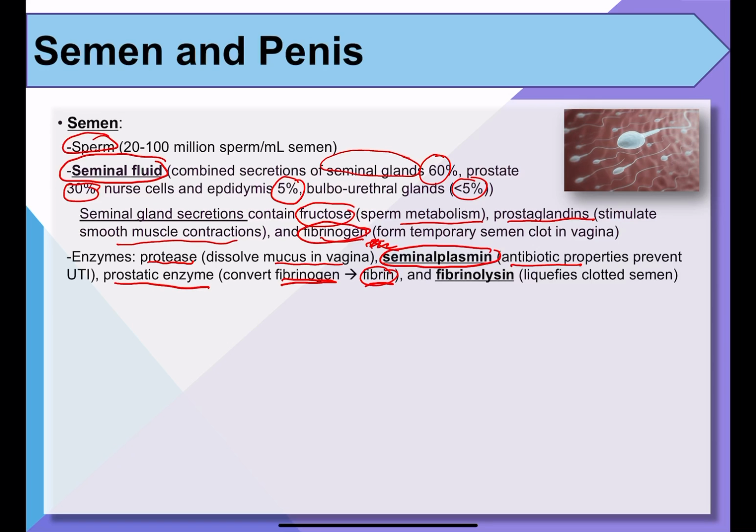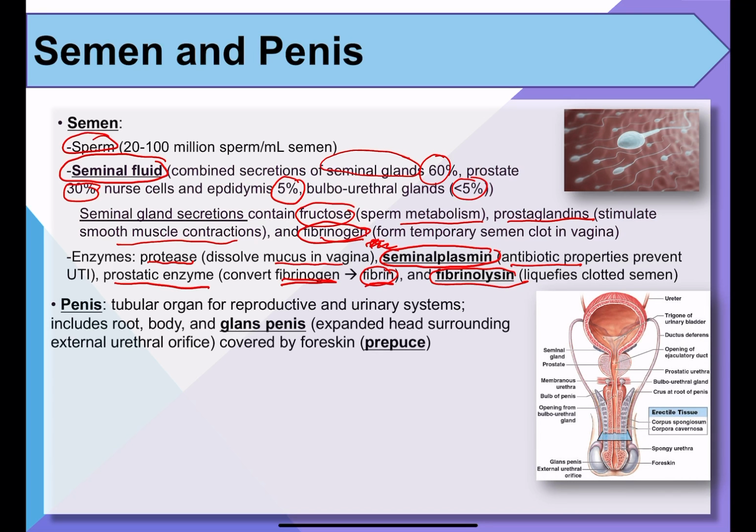Same thing here. The whole point of coagulating the sperm is to keep the sperm within the female reproductive tract. Once it's in there, it needs to be lysed by fibrinolysin, which is another enzyme that will liquefy the clotted semen, so then now the sperm can freely swim up the reproductive tract.